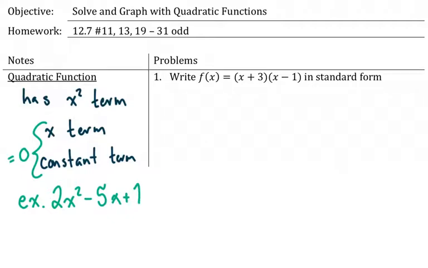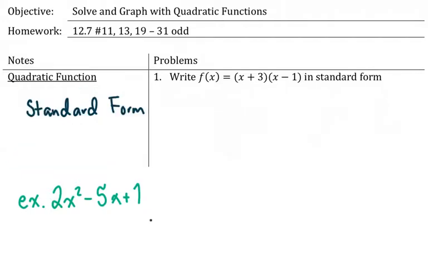Just like with lines, with linear functions, quadratic functions have different forms. So if you remember with lines, we had slope-intercept form, we had point-slope form. Here we have two different forms as well. We have standard form, which this example is in standard form. So I had to erase there to make space. Obviously, you don't need to do that. Just keep writing. So in standard form, we have all the terms just written out.